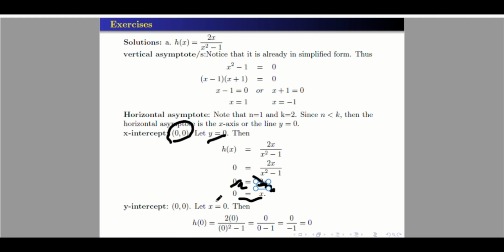Now for the y-intercept, let x equal 0. Then we have h(0) equals 2 times 0 divided by 0 squared minus 1. Again, you just substitute the zeros into the given rational function. So 0 over negative 1 is 0. Therefore, our y-intercept is (0, 0). Our x is 0, and our y is also 0.